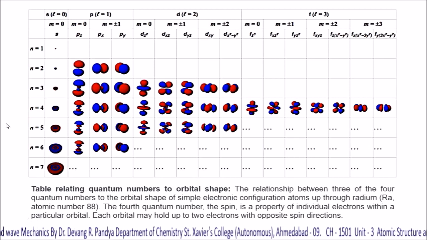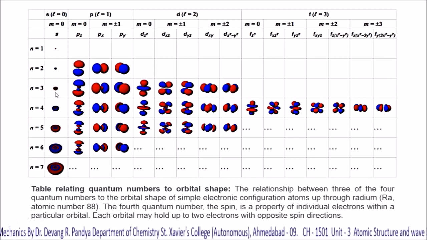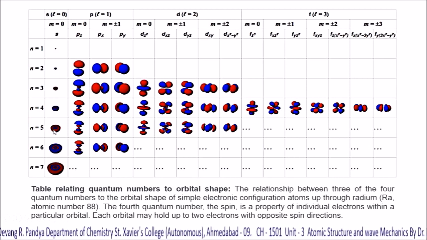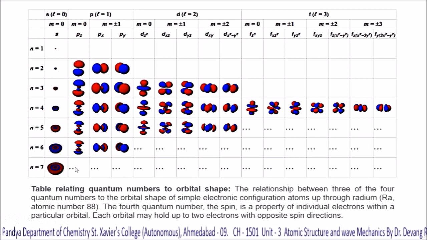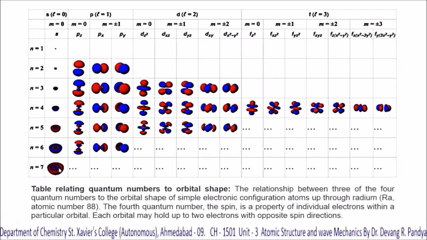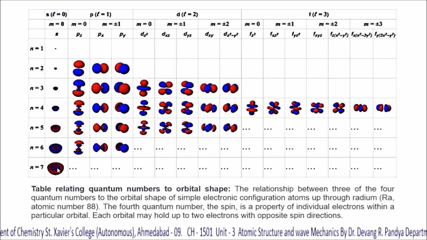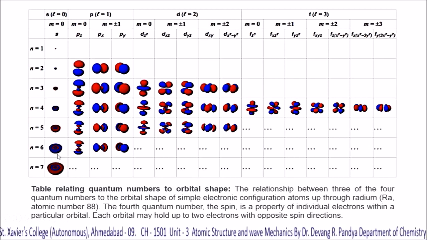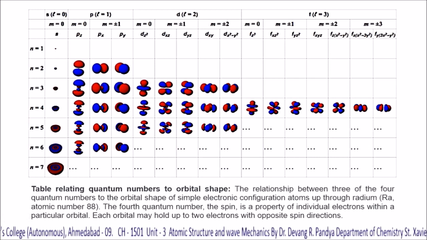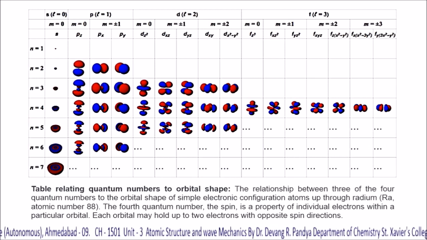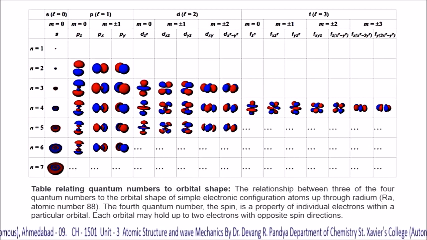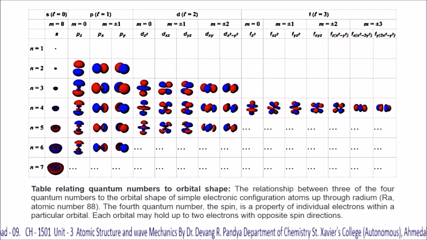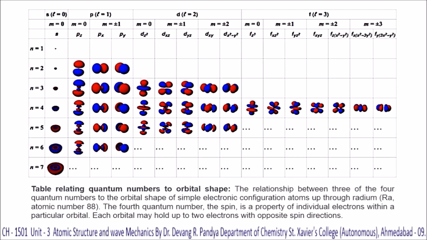Now this is the way we can represent a tabular form for different orbitals. This is 1s, 2s, 3s, 4s, 5s, and you can see this is the diagonal part of the s orbital, and you can see different nodal parts inside the structure as well. So this table relates the quantum numbers to orbital shape, the relationship between three of the four quantum numbers and the orbital shape of simple electronic configuration atoms.